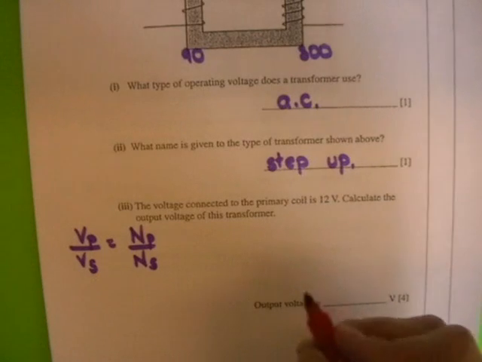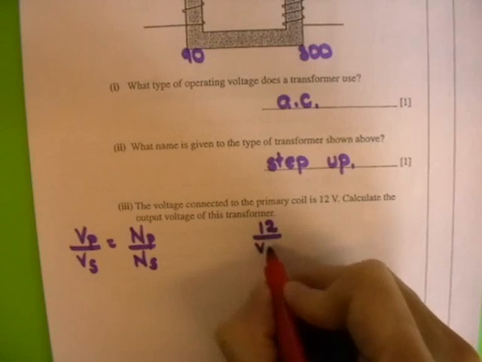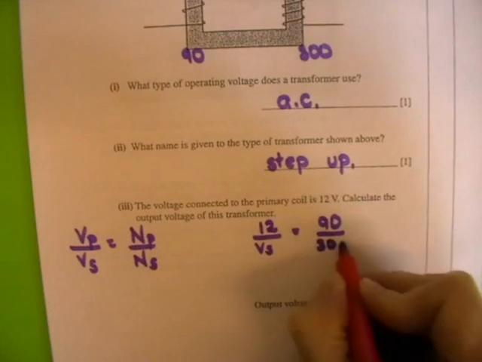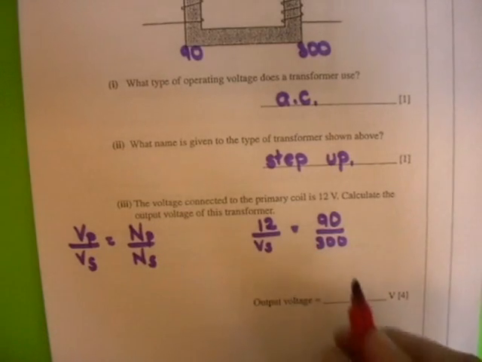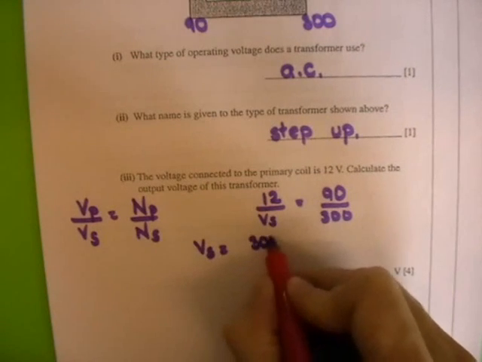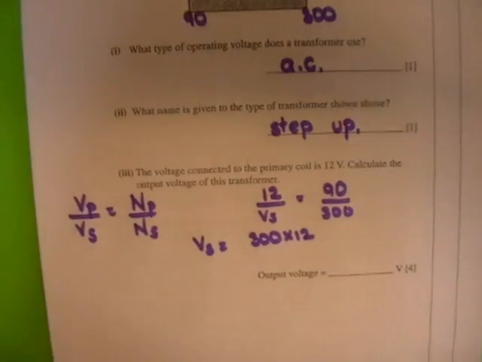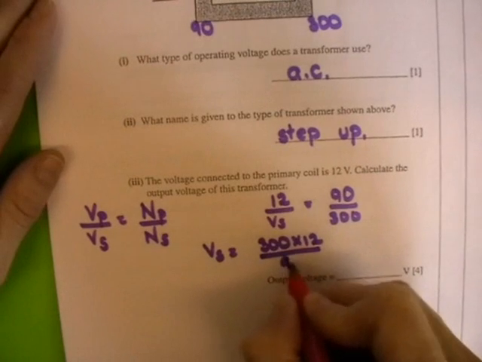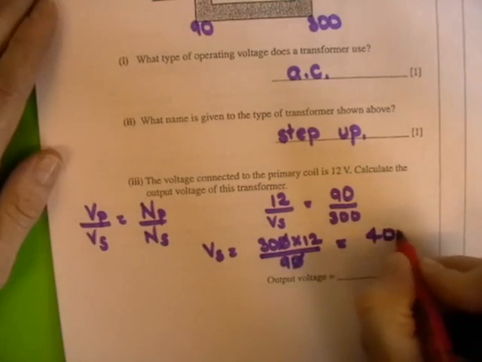And so you have got 12 volts in your primary. You don't know the voltage of the secondary yet. You've got 90 turns on your primary and 300 on your secondary. So I'll just rearrange this to get the answer. Vs is going to be equal to 300 times 12 divided by 90. We just cancel out a couple of noughts there, and you get an answer of 40 volts.